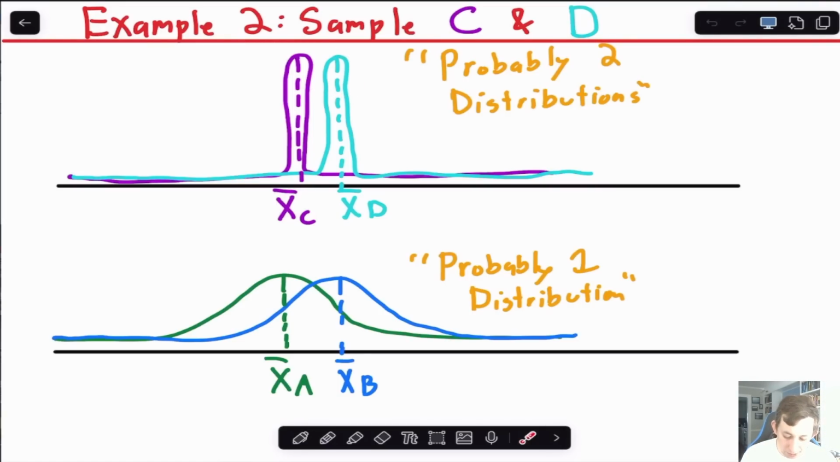If you looked at this picture, you would say sample C and sample D probably came from two different distributions, even though the difference in their sample means was the same as between sample A and sample B. And in samples A and B, we said they probably came from the same distribution. Here, between sample C and sample D, we're saying they probably come from two distributions because their variance is so small that this difference in mean seems like it actually means something.